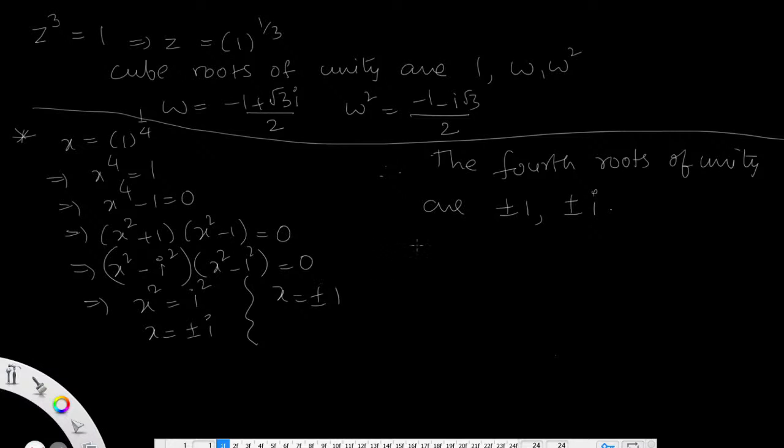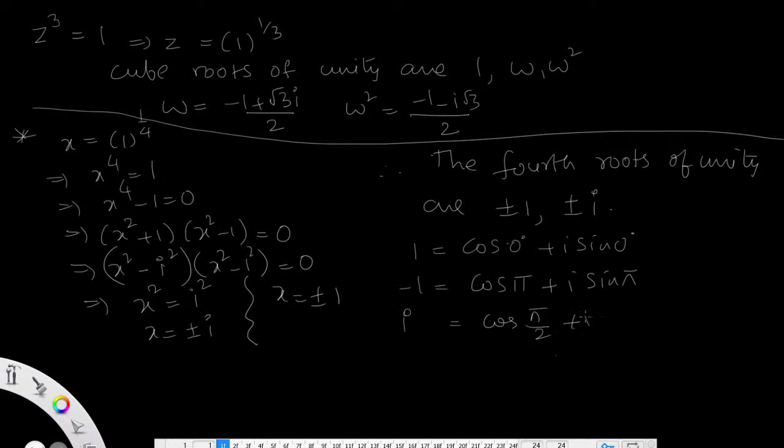So we have to write 1 in the polar form, 1 means cos 0 plus i sin 0, and minus 1 means we can write as cos pi plus i sin pi, whereas i is written as cos pi by 2 plus i sin pi by 2, and minus i is nothing but cos of minus pi by 2 plus i sin of minus pi by 2. So these are the fourth roots of unity in polar form.